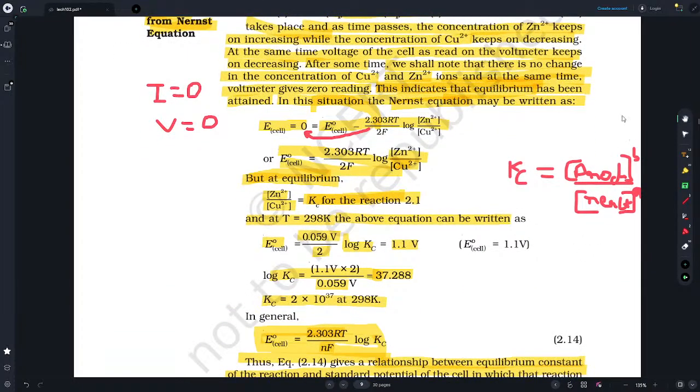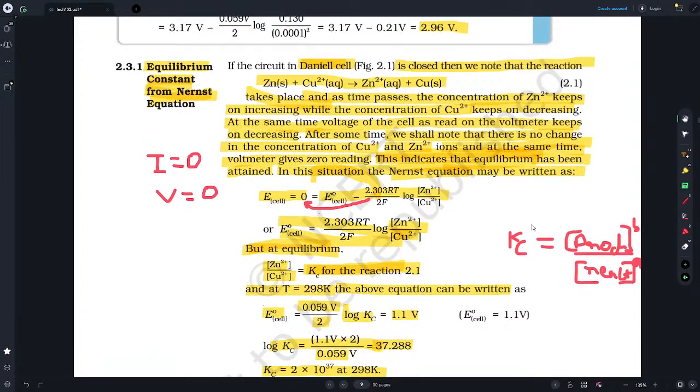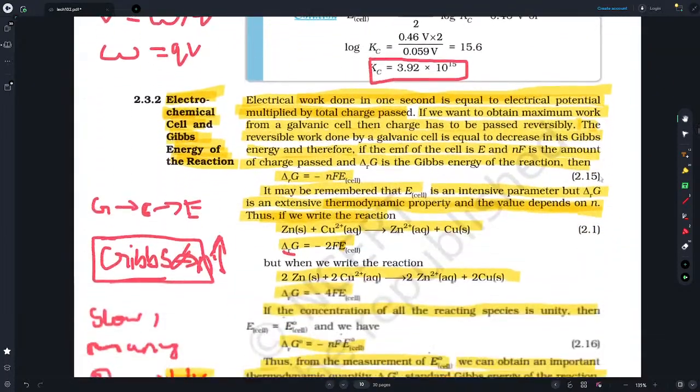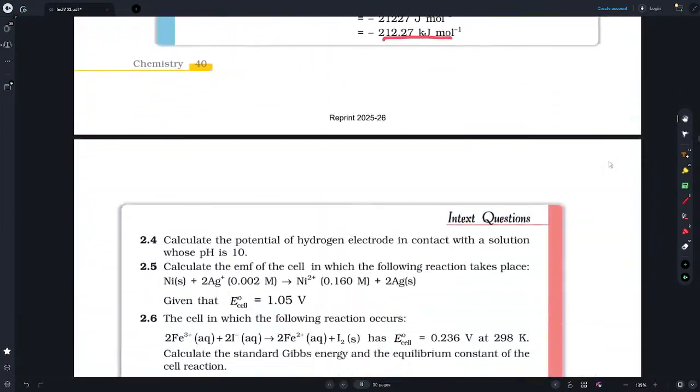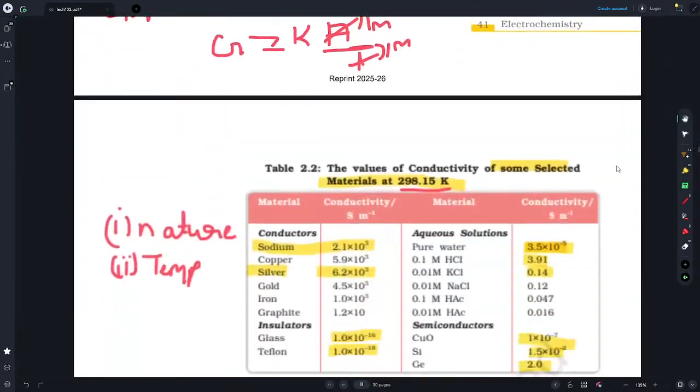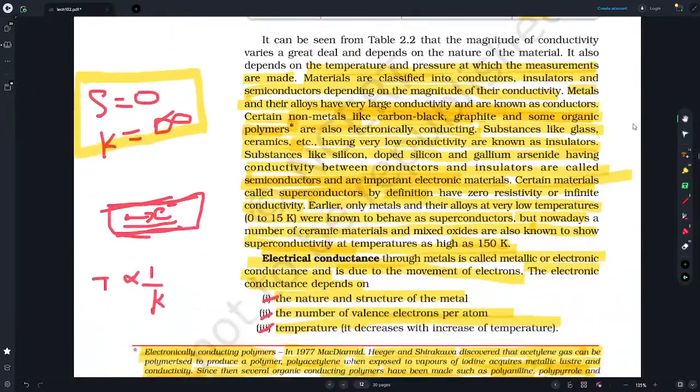This is the relation between the equilibrium constant and the Nernst equation. I'll do it again later. And conductance of electrolytic solutions, etc. This is the conductance.